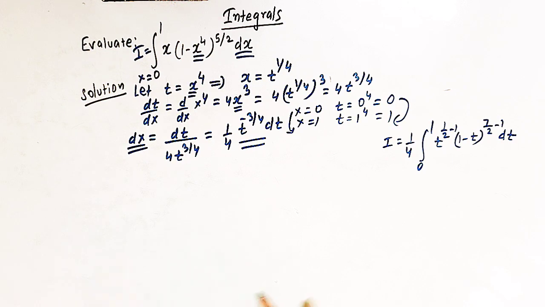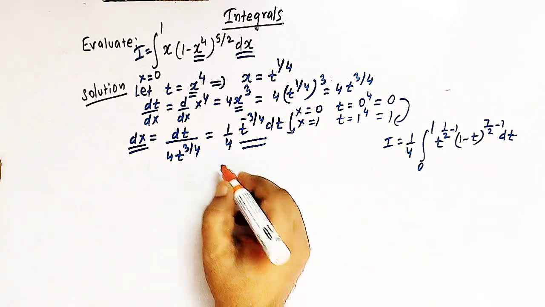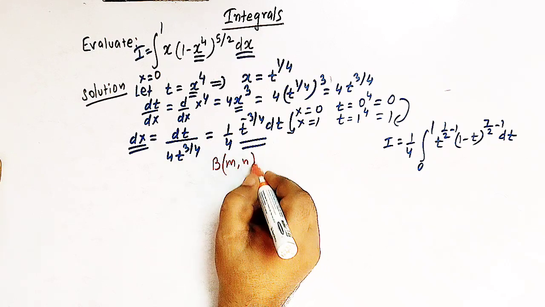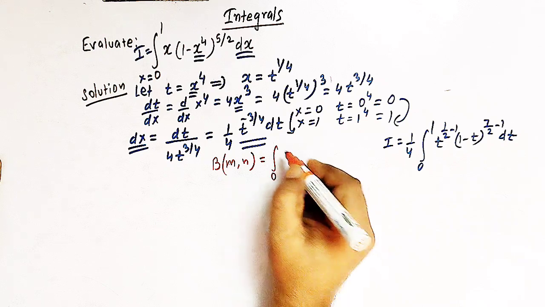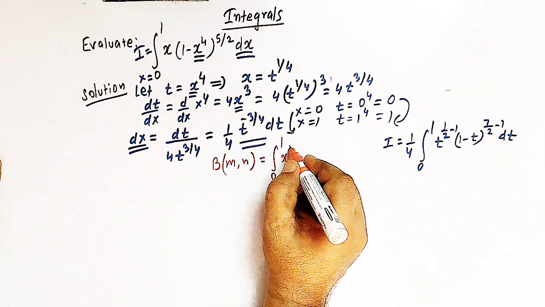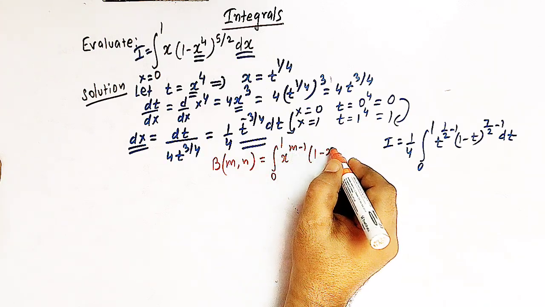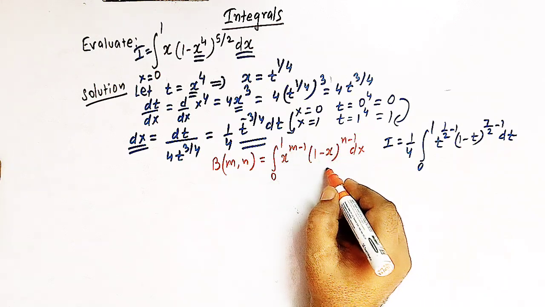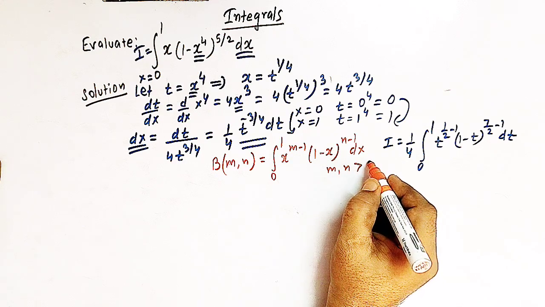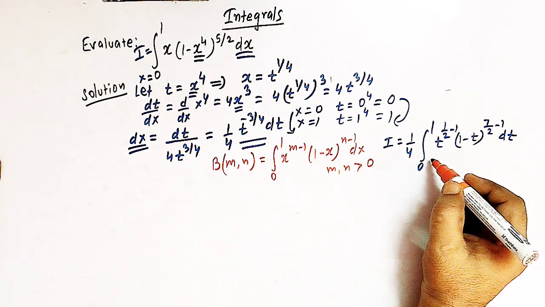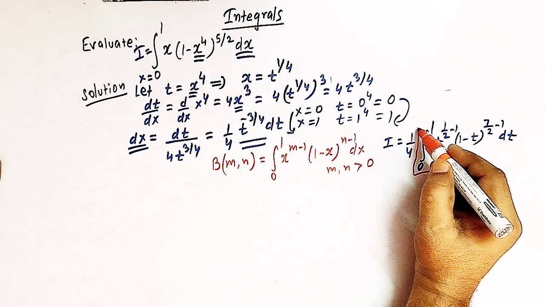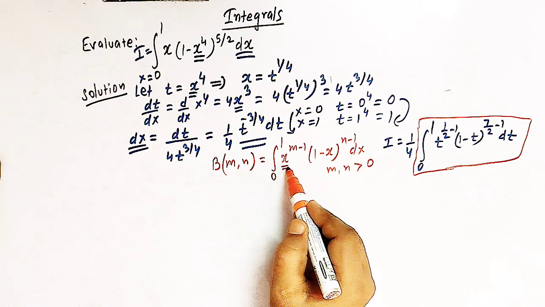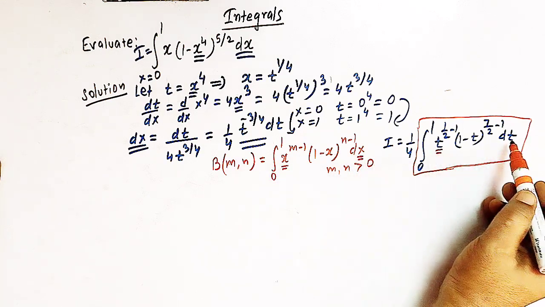Now let us define the beta function. The beta function is defined as beta of m comma n equal to the integral from 0 to 1 of x^(m-1) times (1 minus x)^(n-1) dx, for m and n greater than 0, right? Now we can see that this integral is similar to this one. Here we are taking the variable x, and here the variable is t.